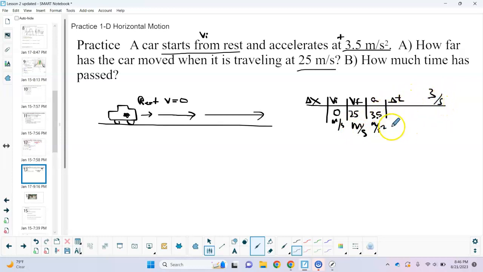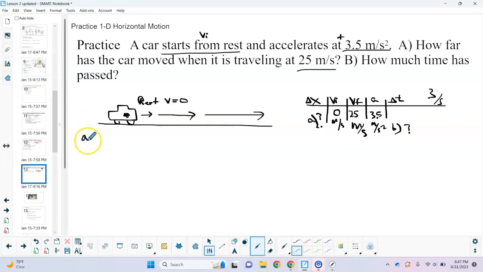What's interesting about this is, in part A or part B, it doesn't really matter which one you do first. In part A, it says how far has the car moved, so we're looking for delta x in part A. In part B, we're looking for how much time. It does not make a difference. You could solve for A first and then use that answer to get B. You could solve for B first and use that answer to get A. You could solve for each one without the other one. It doesn't make a difference, but I'm going to do it in the order that it was written, just to make sure it's consistent with what's here.